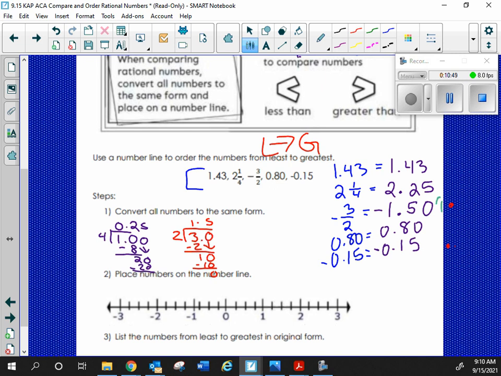Yep, very good. So that's going to be the first one in my list. By default, I'm going to do the rest of my negatives, and I only have one other. So that's going to be number 2. Y'all good with that? Okay, now I'm going to cross over to the positive side.